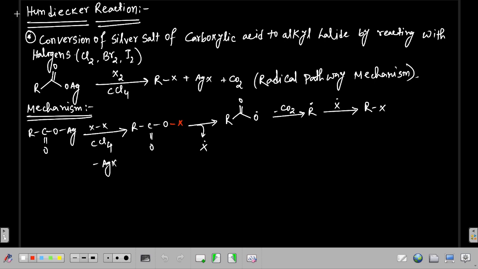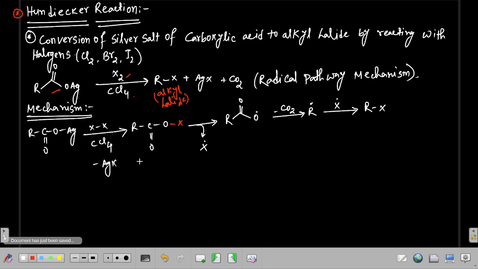Next, our next reaction is Hunsdiecker reaction. In this reaction, it will convert the silver salt of this carboxylic acid to the alkyl bromide. This is alkyl bromide or alkyl halide, you can say, in presence of halogen and carbon tetrachloride as a solvent. Now we will see the mechanism.